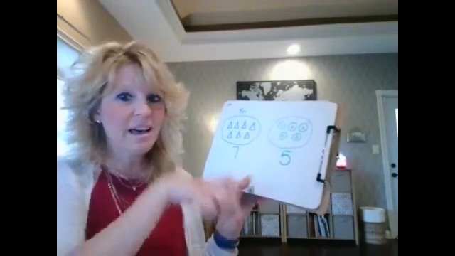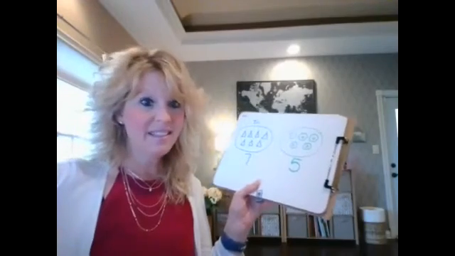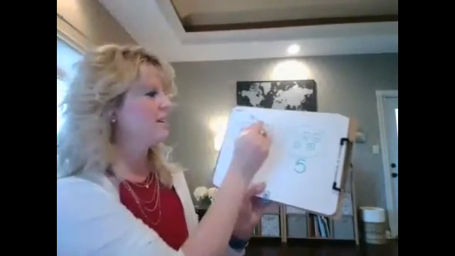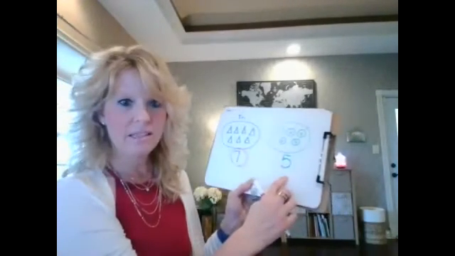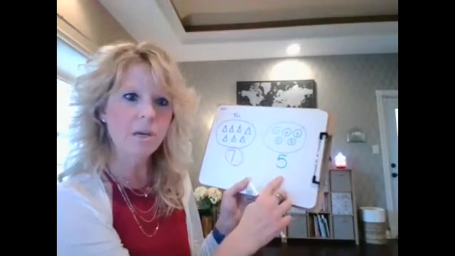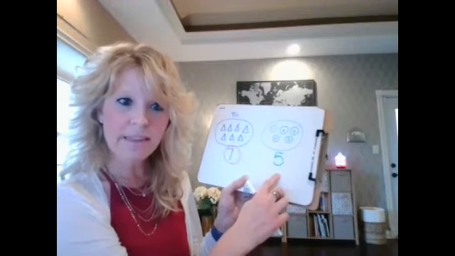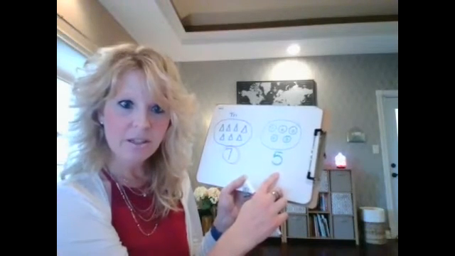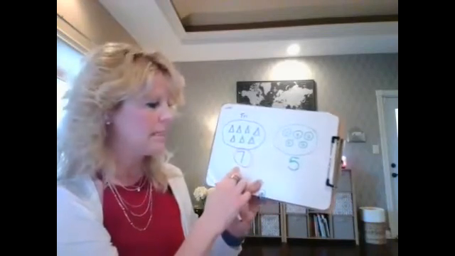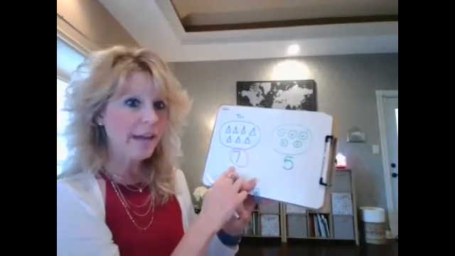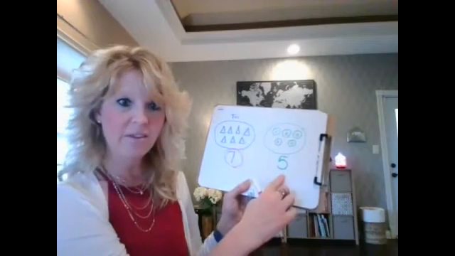If you said 7, you are correct. So this number is bigger than this number. I'm going to use another word instead of bigger: greater. Can you say that with me? Greater. Now let's say this as a sentence. 7 is greater than 5.